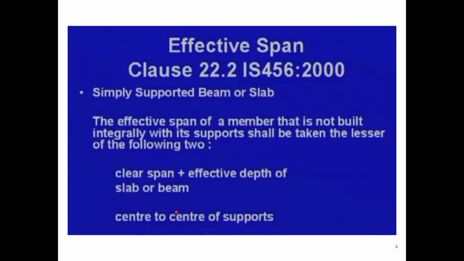First we go for center to center. If that is not possible, then we go for clear span plus effective depth. That is mainly for a member which is not built integrally, that is, not continuous, and the concrete is not flowing directly from beam to slab to supports. It is not cast monolithically; it is separate. So the effective span is the center to center distance between supports, or clear span plus effective depth of slab or beam.